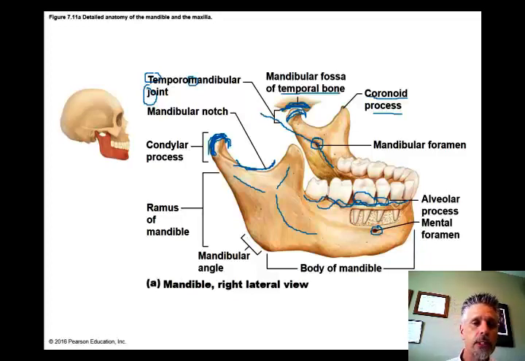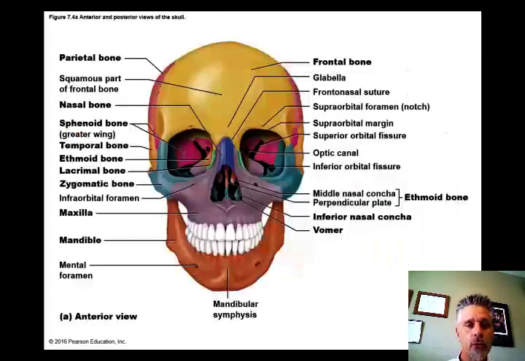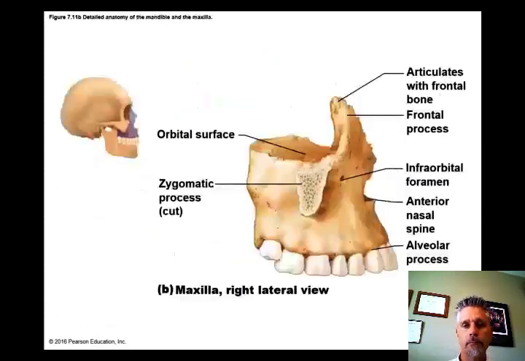One other thing that we see here with the mandible, the ramus of the mandible. So this area, which is kind of straight through here, we call this the ramus. We'll see that term come up again as well. Okay, then we go to the maxillae, right? Two maxillae, one here, and then one on the other side as well.